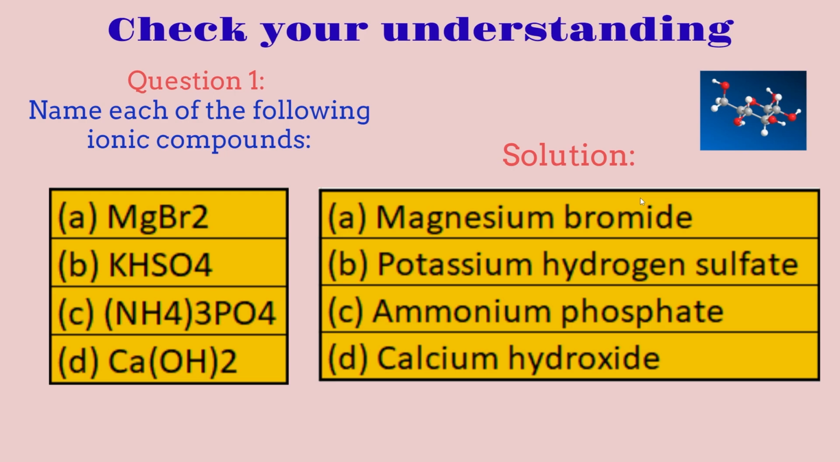For the first one, we have magnesium bromide. For the second one, which is KHSO4, we have potassium hydrogen sulfate. You can see here that we don't have an IDE suffix since SO4 is always sulfate. If you have O4 anywhere, then you get ATE at the end. And if you have 2, then you usually get IDE. For example, in the first one we had bromide. In the second one we have potassium hydrogen sulfate. For the third one we have phosphate, so ammonium phosphate. NH4 is ammonium and then phosphate. And for the last one we have calcium hydroxide. So this was our first question.